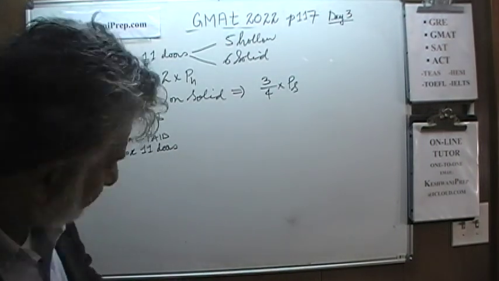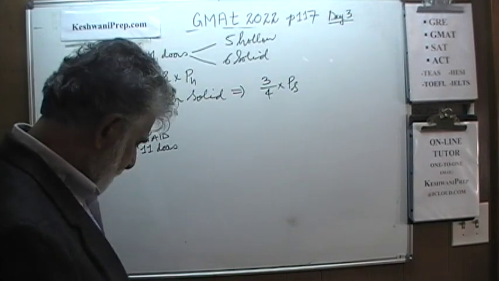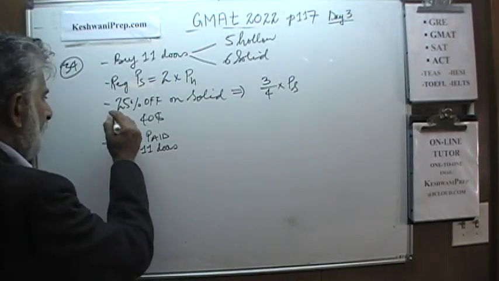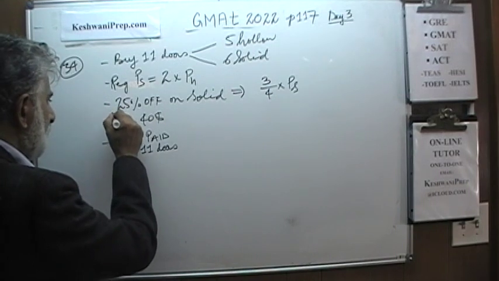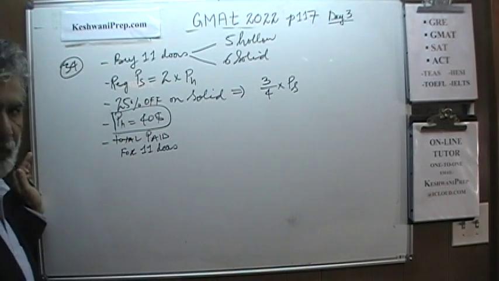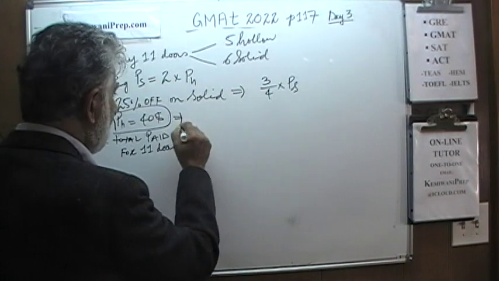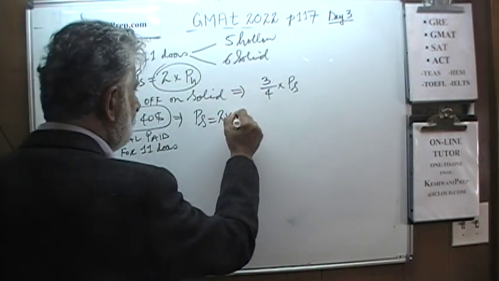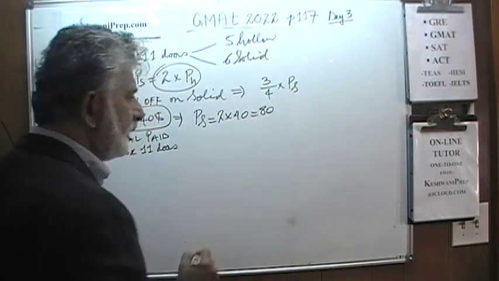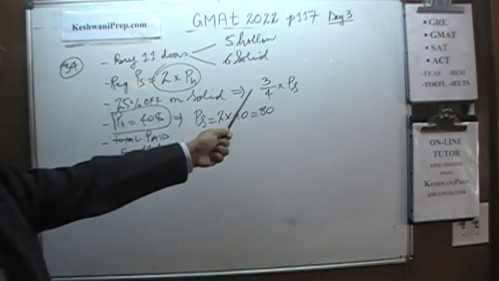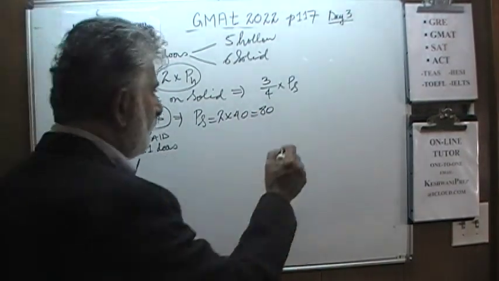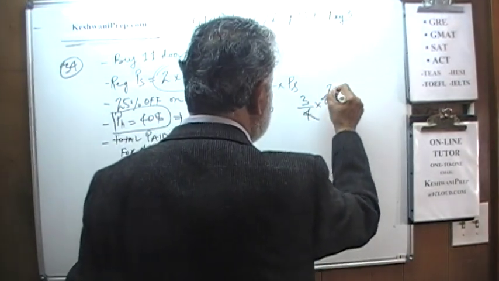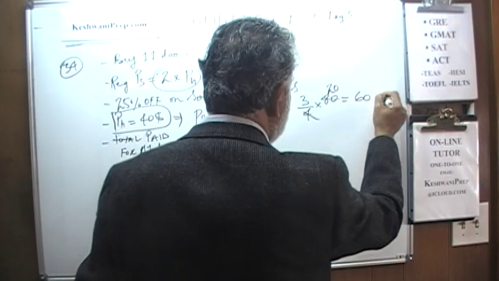Let's see what we can do. We begin our story from here. We are told that the price of the hollow door is $40, which must imply that the regular price of the solid door is 2 times 40, which is 80. However, because they have a sale going on, we are only going to pay 75% of $80. There we go, we are done.